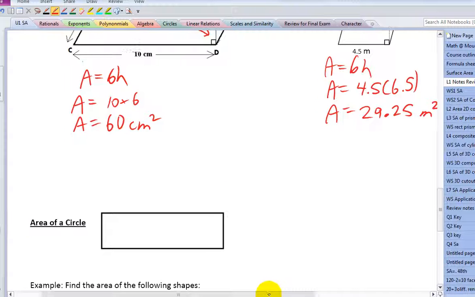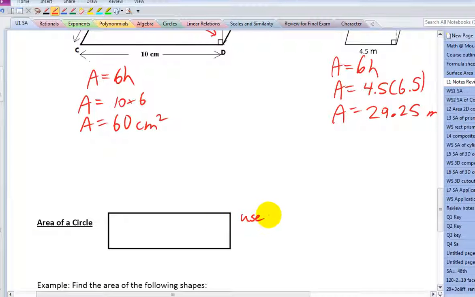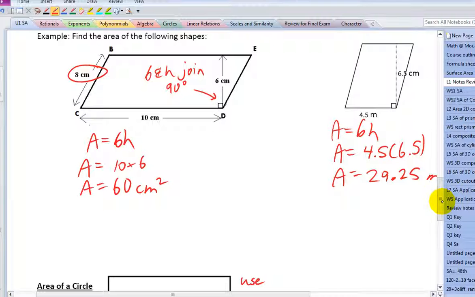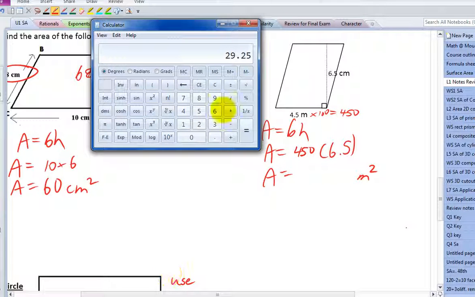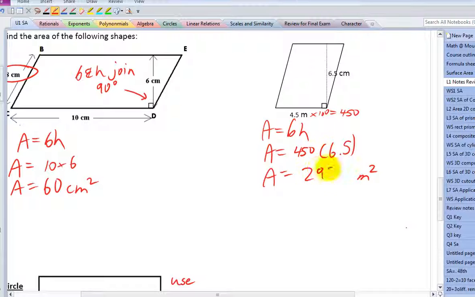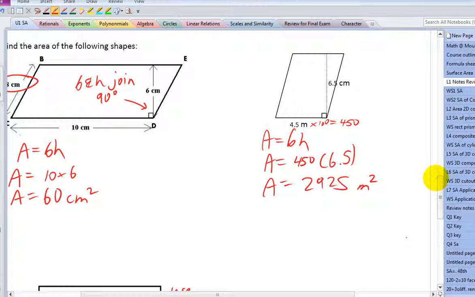Circles. This one's, yep, go ahead. Did you have to change the centimeters? Did I screw that up? Oh my goodness, I did too. Thank you so much. We have different units here. What's going to be easier, going from centimeters to meters or meters to centimeters? Yeah, less decimals if I do this. So 6.5 times 450, 2925. Good catch, Sahil. You have to have the same units, and this should be centimeters squared.